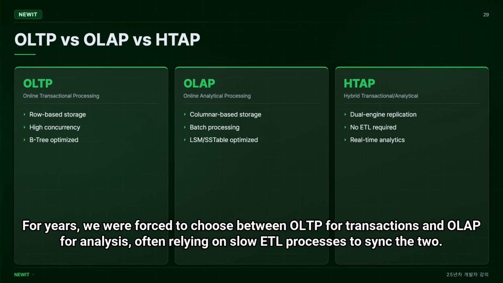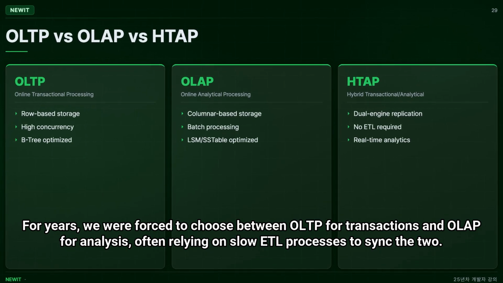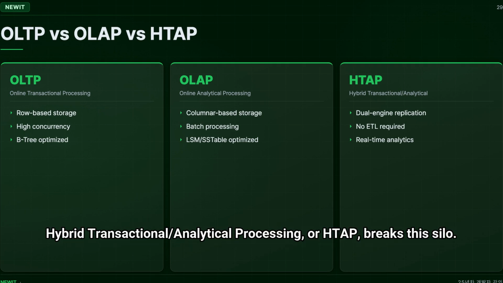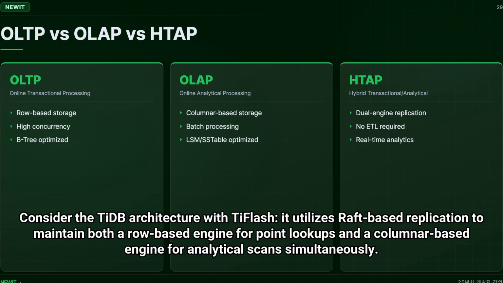For years, we were forced to choose between OLTP for transactions and OLAP for analysis, often relying on slow ETL processes to sync the two. Hybrid Transactional Analytical Processing, or HTAP, breaks this silo. Consider the TiDB architecture with TiFlash.